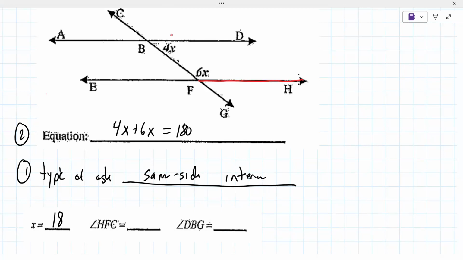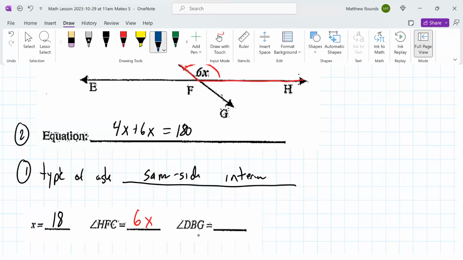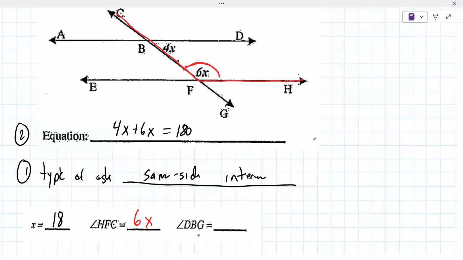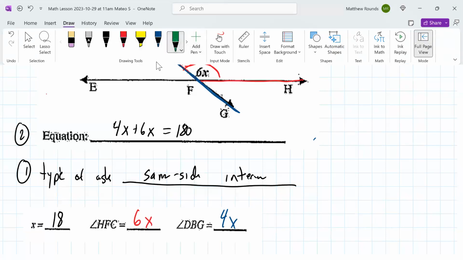So here's H to F to C. It ends up being this 6x. Is that what you had in your mind? Yeah. Great. And you already calculated that. That's great. Next, B to B to G. Where is this one here? That's the 4x.